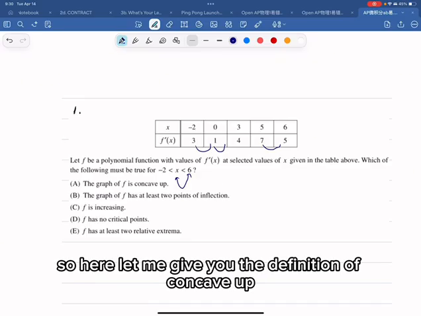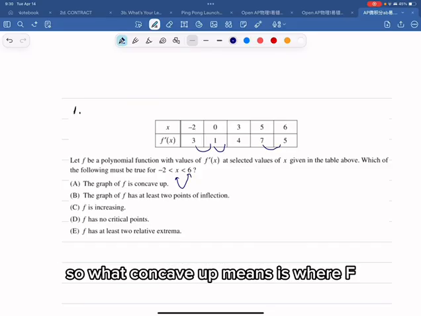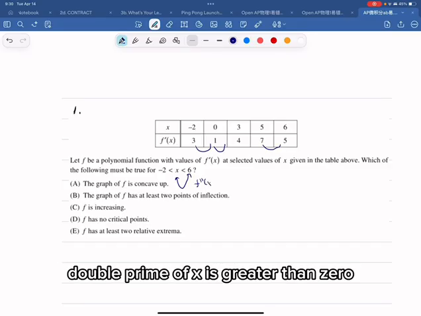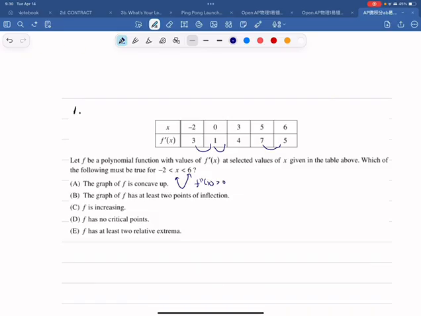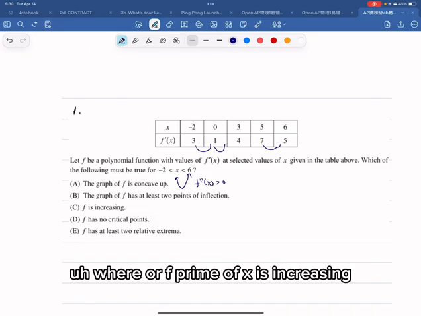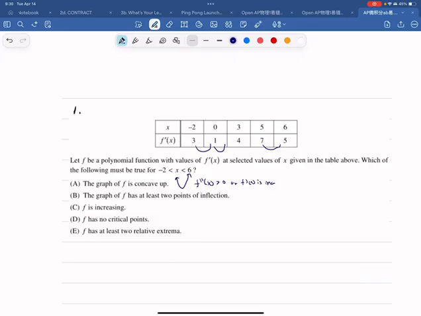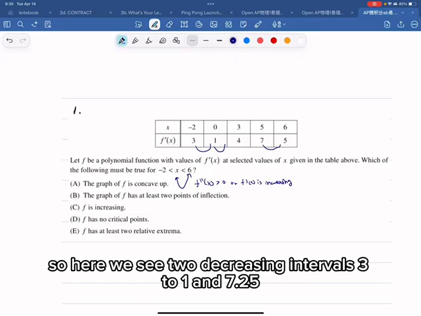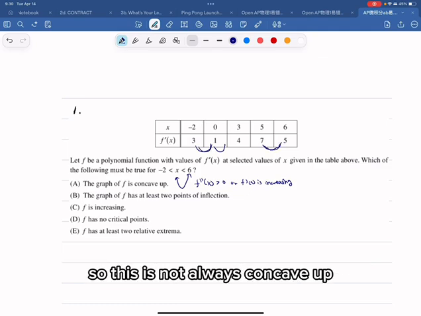Here, let me give you the definition of concave up. Concave up means where f double prime of x is greater than 0, or f prime of x is increasing. Here we see two decreasing intervals, 3 to 1 and 7 to 5. So this is not always concave up.